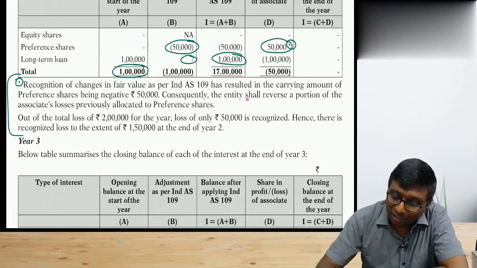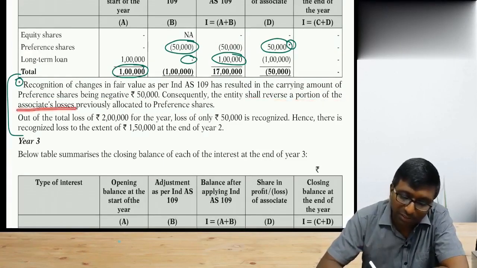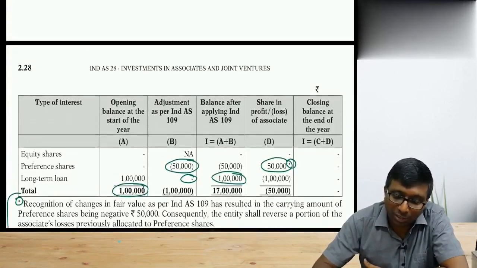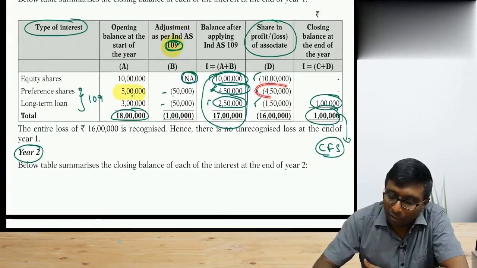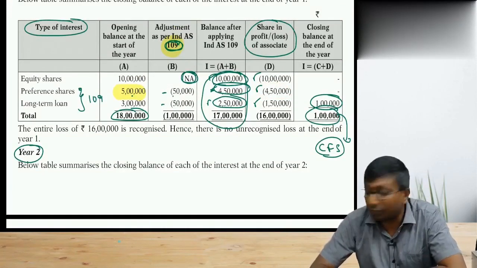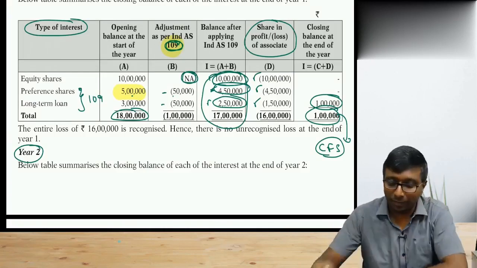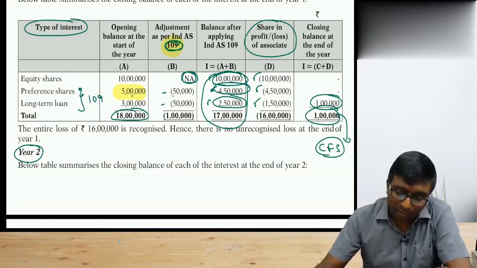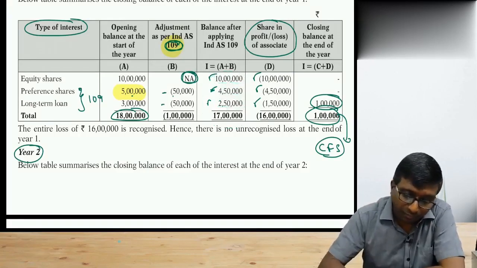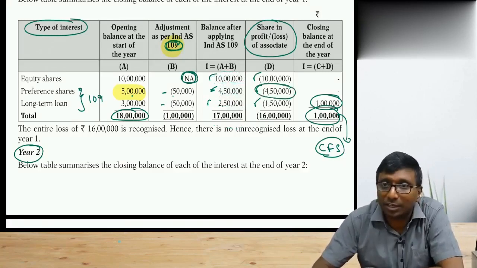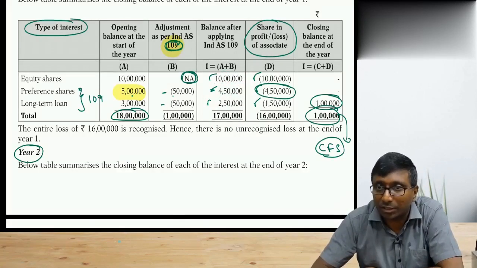Consequently, the entity shall reverse a portion of the associate's losses previously allocated to preference shares. How much have you allocated in the past? We have allocated 4,50,000 rupees of our losses. Correct? Out of this 4,50,000 of our losses, you have initially allocated 4,50,000 rupees of losses to preference share capital earlier. That is as part of Ind AS 28.